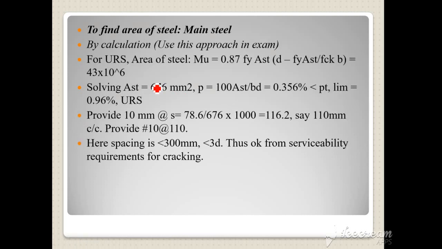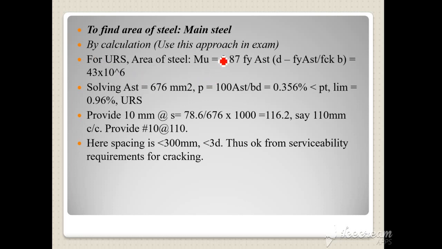Now we need to find the area of steel. So by calculation, this approach is very much suggested for exam purpose, because you just have this formula. If you are not getting the SP16 tables, then you remember this. If you remember this formula, then you can easily work out the reinforcement. So Mu is equals to 0.87 fy Ast d minus fy Ast upon fck b. So Mu we have 43 into 10 raised to 6, 43 kilonewton meter.